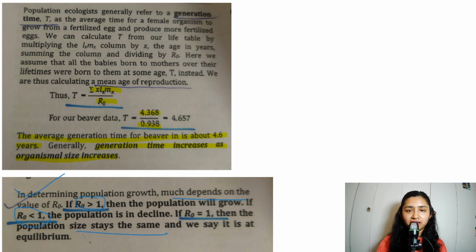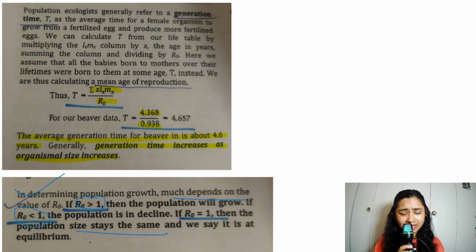Okay, so I hope you understand the life table and the cohort table, the fertility rate, the specific fertility rate, and why the tables are important. These tables are important to work out certain parameters like the generation time, the life expectancy, the net reproductive rate. By this you can understand the rate of growth of the population, whether the population is growing or decreasing, or is in a static state.